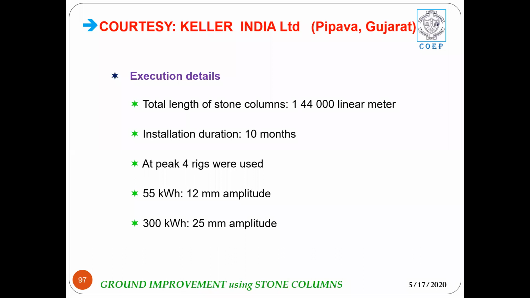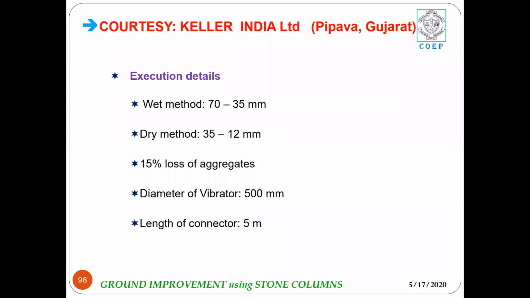The duration for the project was 10 months. 4 rigs were made use of, and the energy that was used for both the probes has been mentioned here: 55 kilowatt hours and 300 kilowatt hours. The execution details: the aggregate size for wet method was 70 to 35 mm. For dry method, the size of the aggregates was smaller. You all know, 35 to 12 mm. The loss of aggregates for the entire project was about 15%, and the diameter of the probe was 500 mm, and the length of connectors to go up to a depth of 10 meters and beyond was 5 meters.